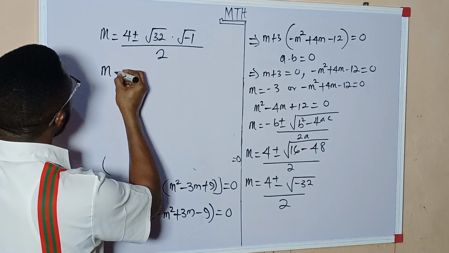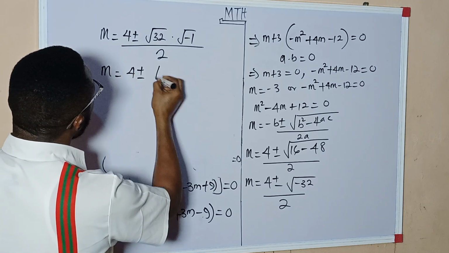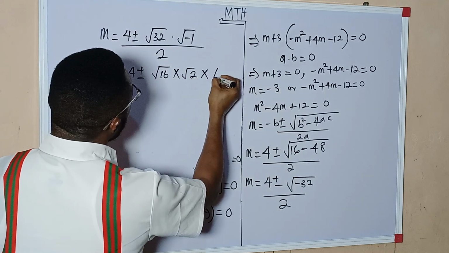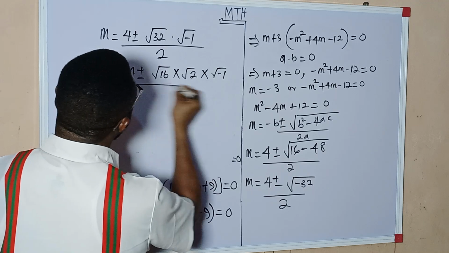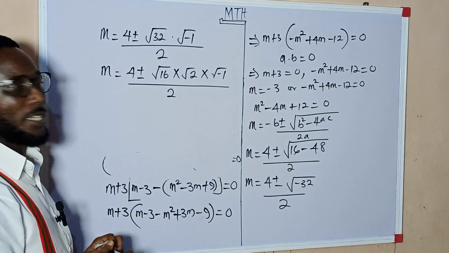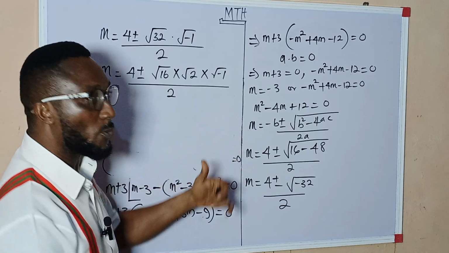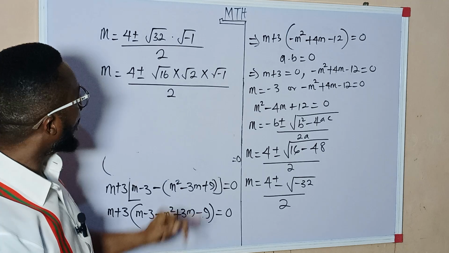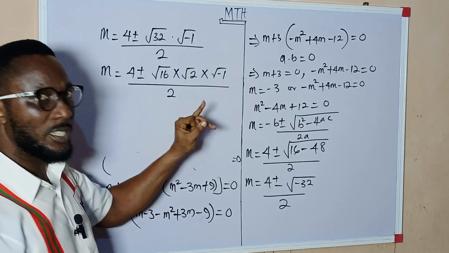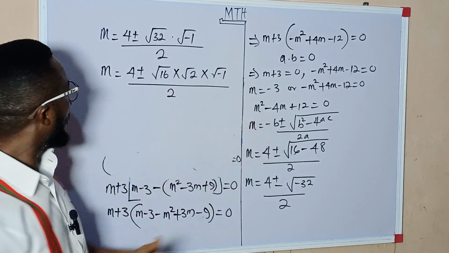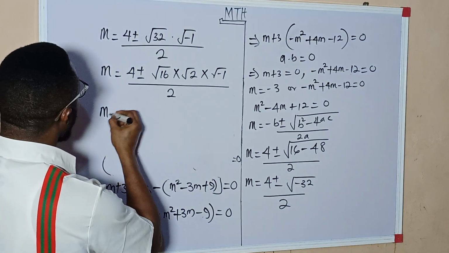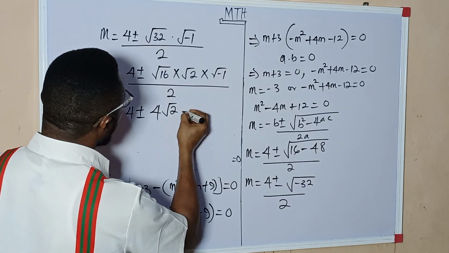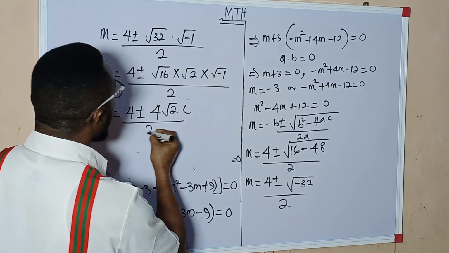And the square root of 32, I can reduce the radical by using 2 and 16. So I can also say that m is equal to 4 plus or minus the square root of 16 multiply the square root of 2 multiply the square root of negative 1, all divided by 2. In advanced mathematics, the square root of negative 1 is imaginary, which is iota. And the square root of 16 is 4. The square root of 2 is rad 2, or radical 2. So I can write the value of m to be m equal to 4 plus or minus 4 radical 2 iota, all divided by 2.